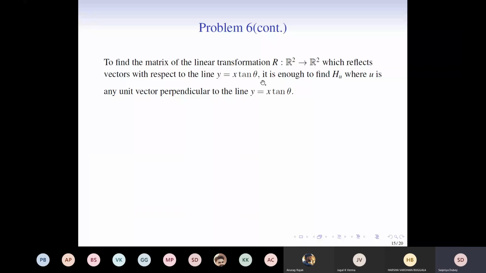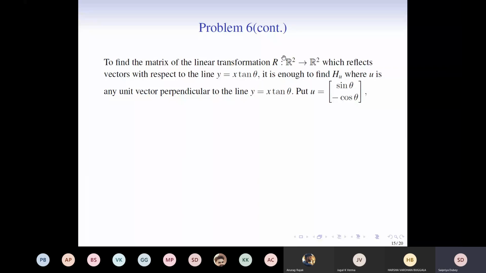In order to calculate this, we need to find out H_U, because just now we have seen what the geometric interpretation of H_U is. Use any unit vector perpendicular to the line y equals x tan theta. So we pick any unit vector perpendicular to this line. We can put u equal to (sin theta, minus cos theta).